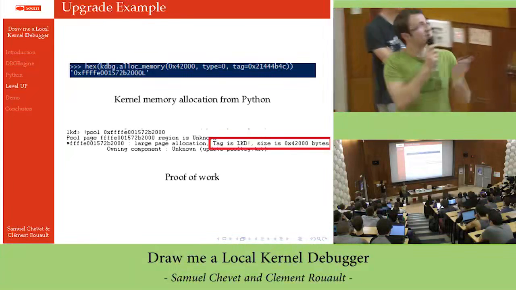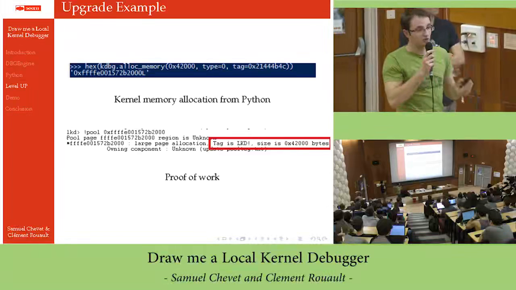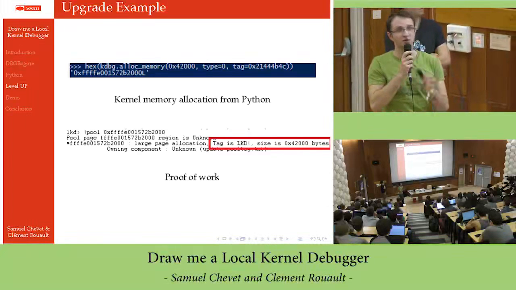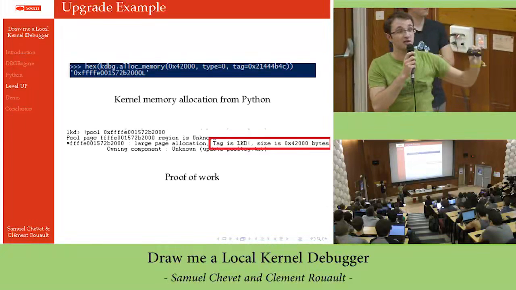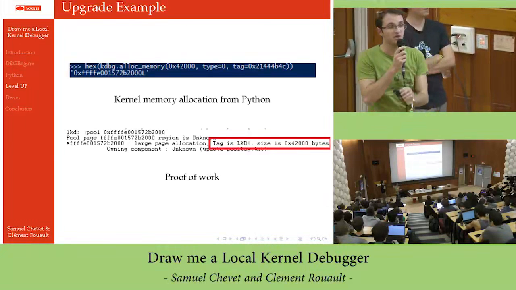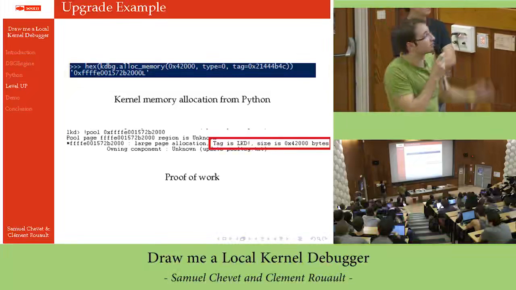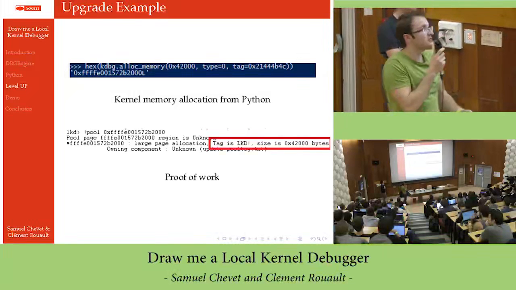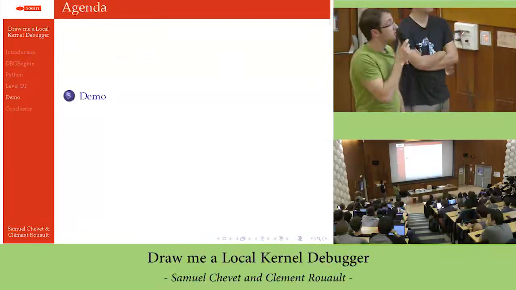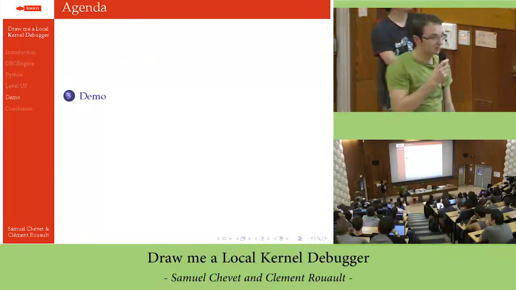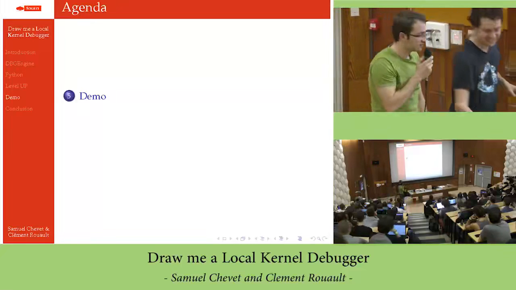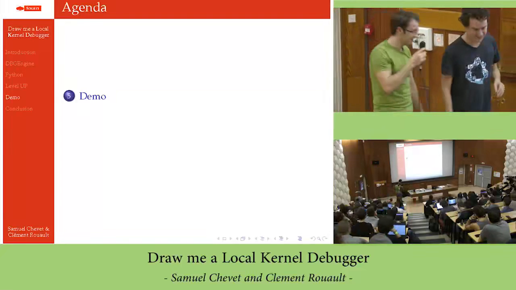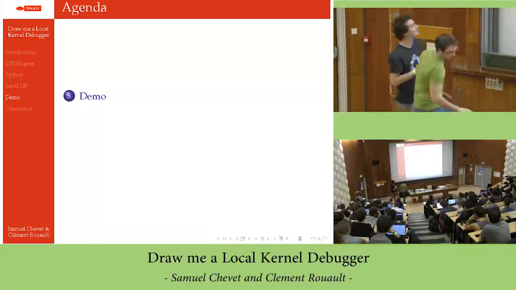Something fun I didn't mention anywhere: you can have multiple local kernel debuggers at once. So you can have two Python scripts performing local kernel debugging and a WinDBG performing local kernel debugging. It's not a problem. I don't know if it's useful, but it's not a problem. So now we will try to do some demos to show you that it's not just some useless code and that we can do some things with that.